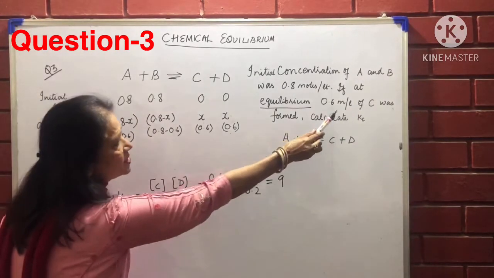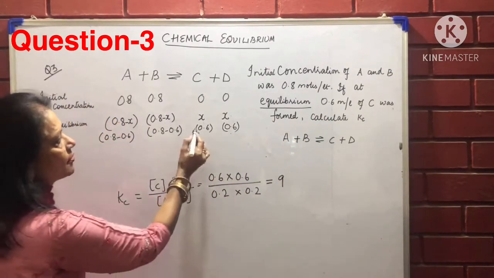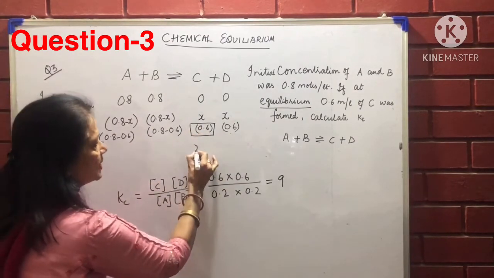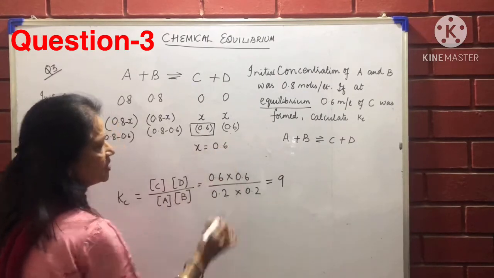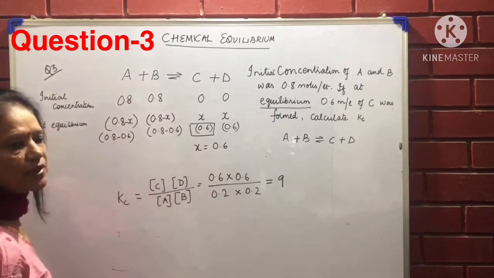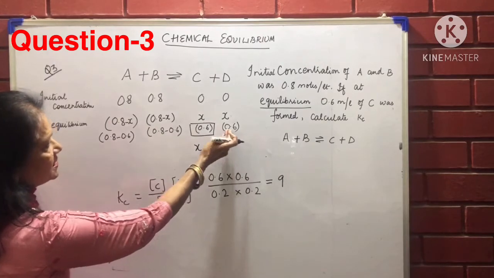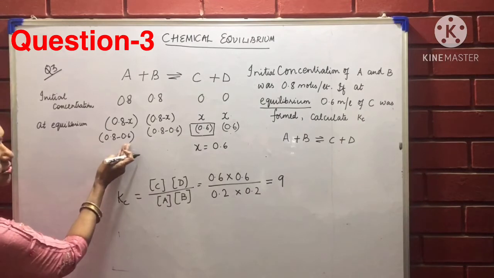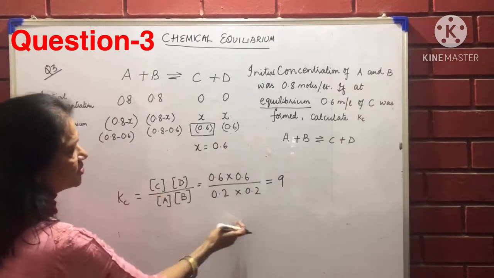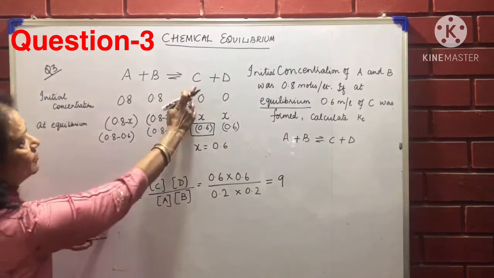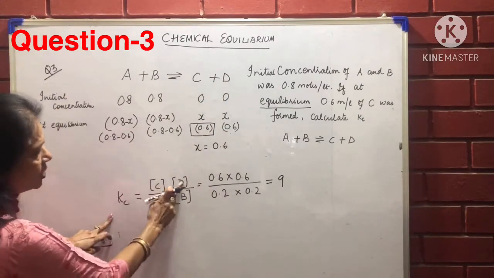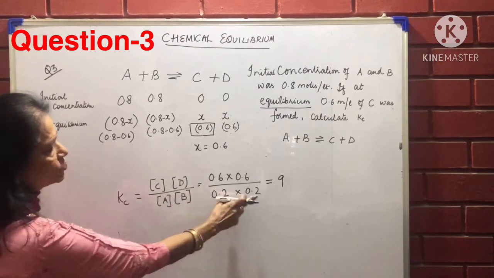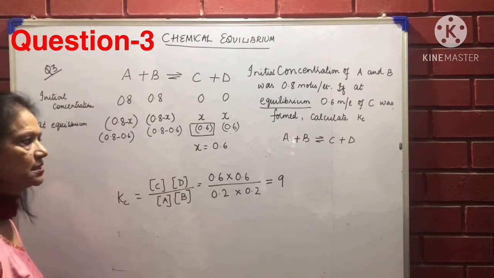Now it says 0.6 moles of C was formed. So it's already telling you that 0.6 moles of C was formed. That means x value is 0.6. So I'm substituting the x value, I know all of them. So 0.6 here, 0.6 here, 0.8 minus 0.6, 0.8 minus 0.6. So just substituting all those values, you know, Kc will be product of the product divided by reactants. So substituting this value, Kc value is coming as 9.